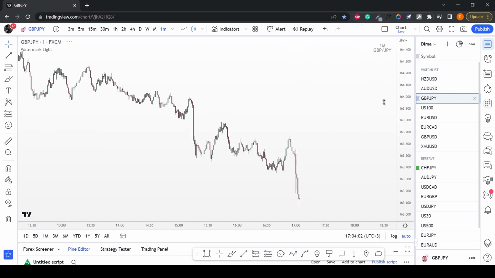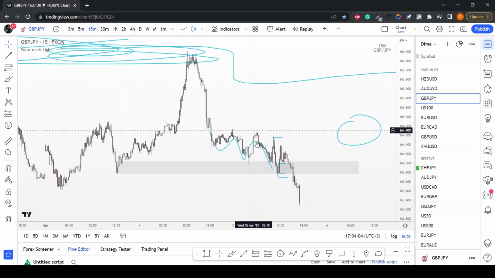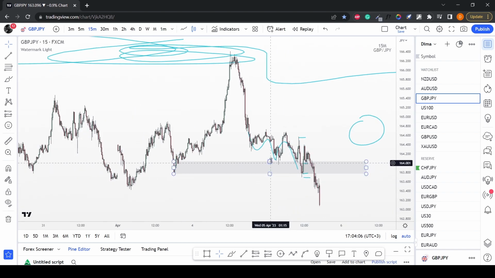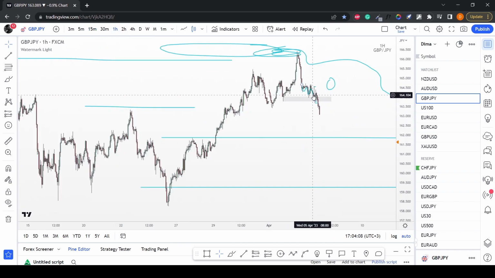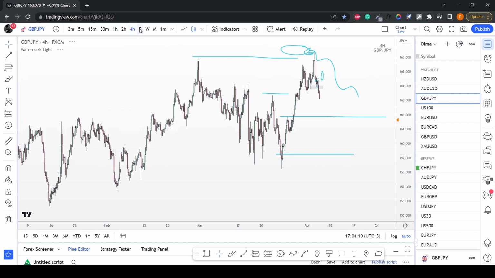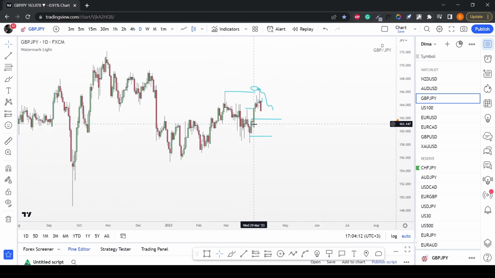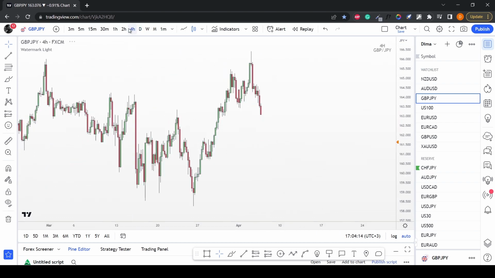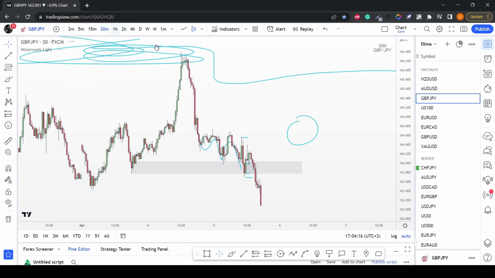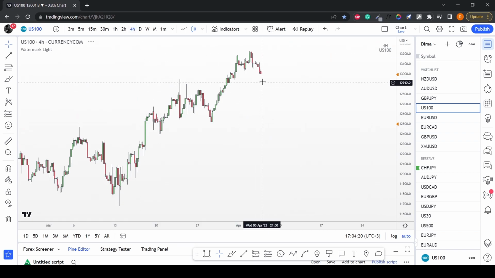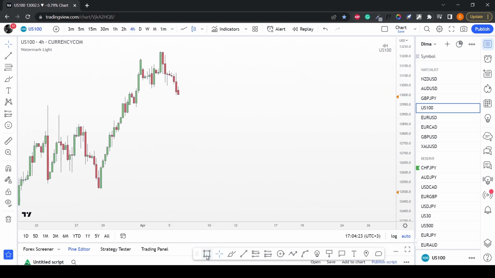Same thing on EU. GJ actually started to fail. Sorry about my dog eating. So starting to fail, but again, I don't want to follow bearish price action in a bullish daily range. So for me, it's quite okay just to let it go. US 100 is close to this zone. We'll look for confirmations either today or tomorrow.